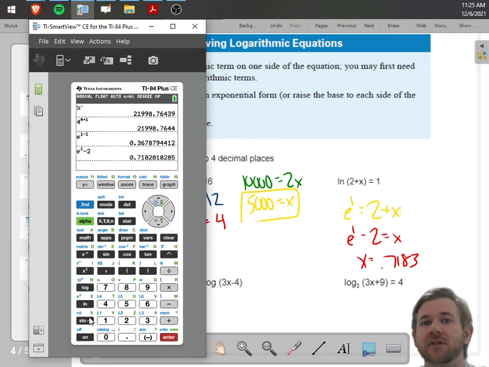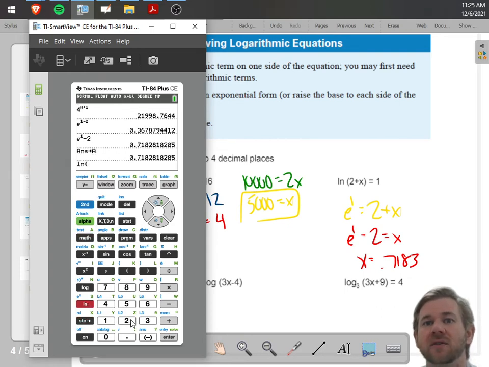I will check that one. So store it as a, and then I will take the natural log of 2 plus a, and hopefully I get 1. So I know I did it right.